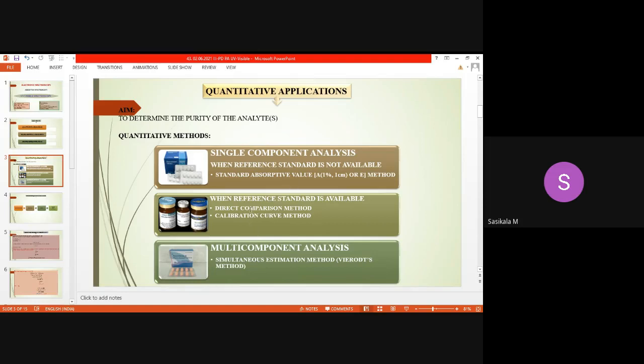So that type of method is called the direct comparison method. This is one of the common methods used for determining the quantity of any biomolecules or drug products. Then what is the calibration curve method?